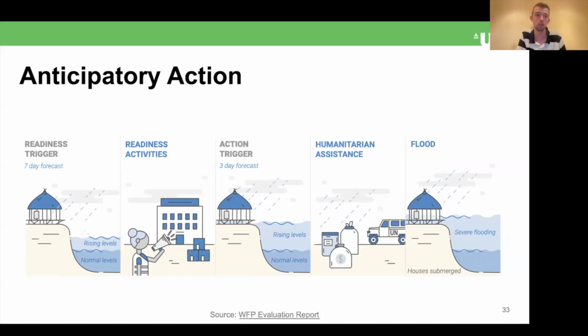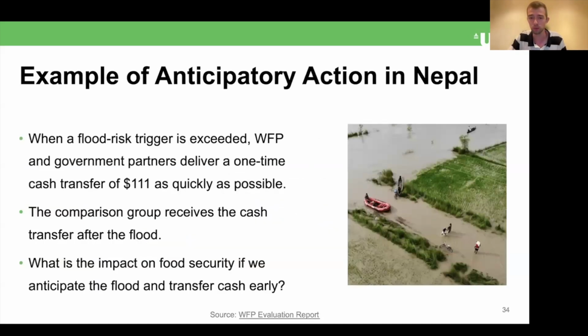Okay, so usually under the more traditional way, we wait until the flood is happening, and then humanitarian assistance is activated. Here we anticipate the flood, and the humanitarian assistance happens before. But an important question here is then, does that really make a big difference? And will it outweigh the additional cost of actually giving cash transfers or other aid to people that do not necessarily need it, because it might turn out that their houses won't get flooded?